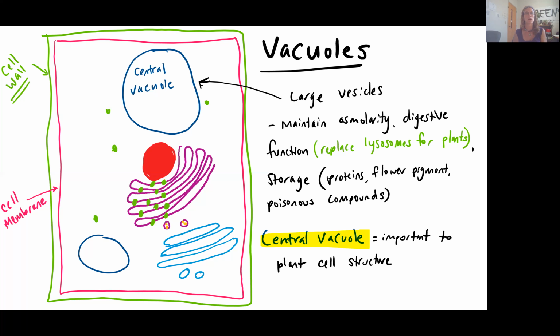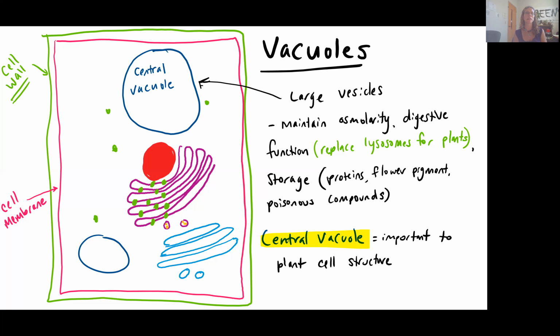So it can help to maintain osmolarity. We'll be talking about osmosis and osmolarity in the future, but this is basically regulating the fluid content. So that's letting a freshwater cell live in fresh water without gaining too much water, or letting an ocean fish, or ocean cells, I should say, because we're talking about this on the cellular level, live in a salty environment. So you can be adapted for either fresh water or salt with the help of the vacuole maintaining your osmolarity. There can be a digestive function.